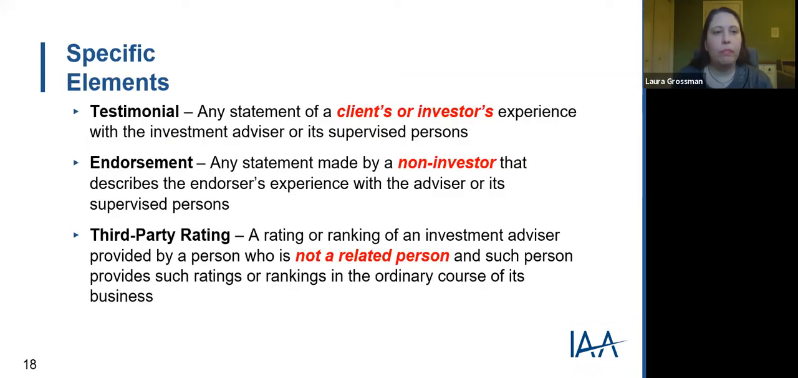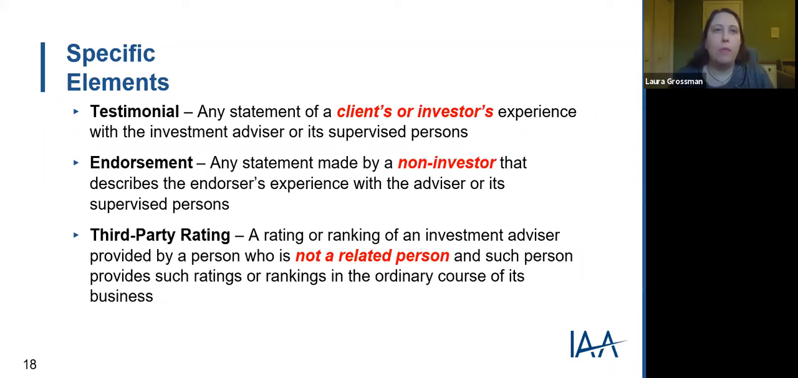Great, next slide. So let's take a closer look at some key definitions in the rule. And I think it helps to compare the definitions of testimonial and endorsement side by side. A testimonial refers to a statement by your current client or your current private fund investor about your firm or about your supervised persons. In contrast, an endorsement refers to a statement about your firm or your supervised persons by someone who is not your current client or not your current private fund investor. So just remember, testimonial is current clients and investors. Endorsements is not current clients or investors.